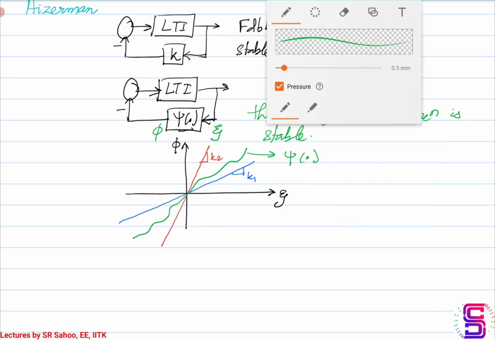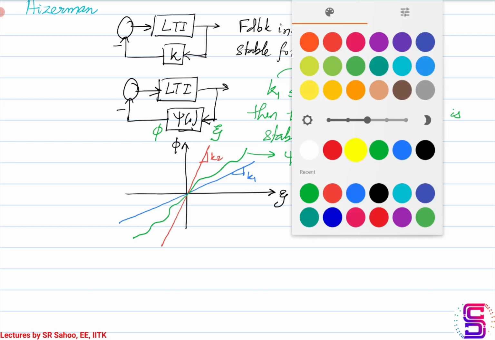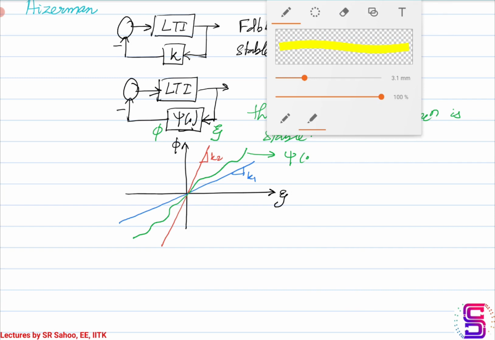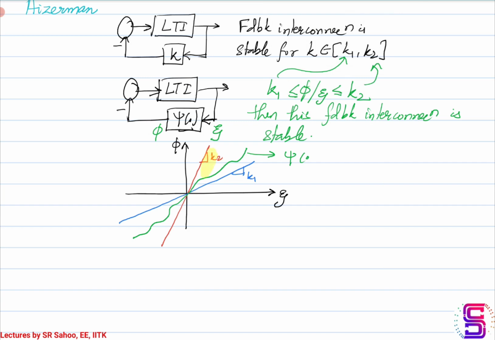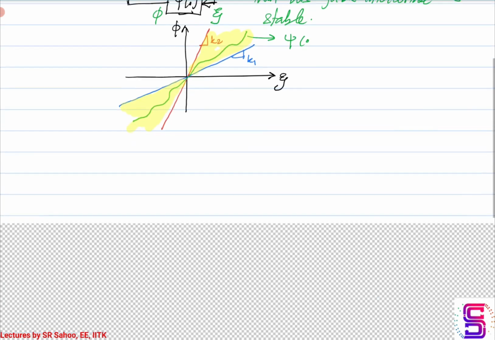lies within these sectors that have been shown. So what sectors? Let me just set this transparency. So it lies within this sector. Then the feedback interconnection of the LTI system with the memoryless nonlinearity will also be stable. Okay, so this is known as the Aizerman's conjecture. So we'll state the Aizerman's conjecture properly.